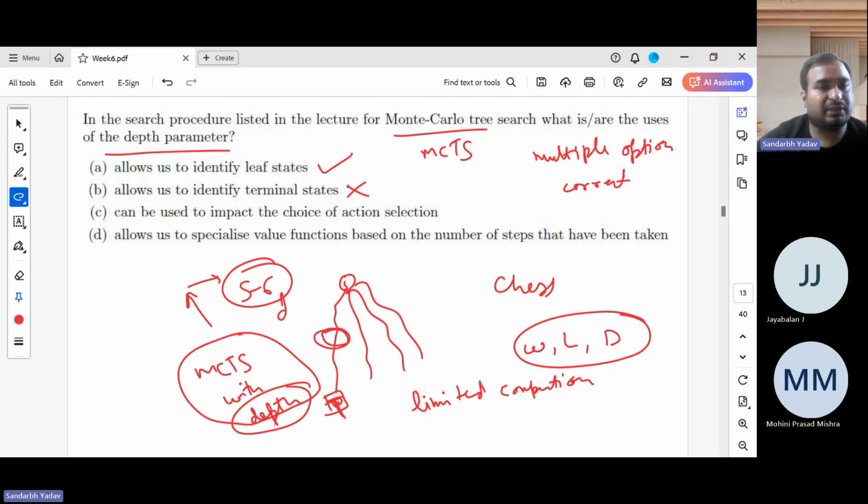It can be used to impact the choice of action selection. Yeah, definitely. If you are planning to a depth of 10, you might be planning better compared to planning just two steps ahead.